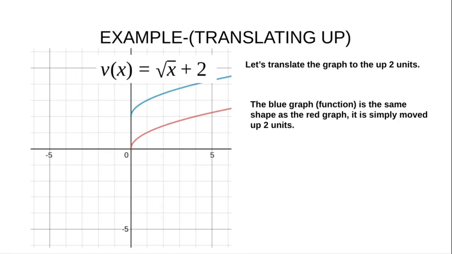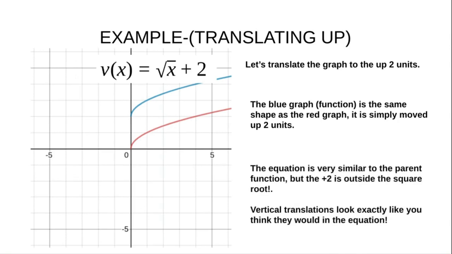And because I was translating vertically, I don't switch things to the opposite. I make them look exactly the way they're supposed to look. So the equation is very similar to the parent function, but the plus 2 is outside of the square root, and vertical translations look exactly like you think they would in the equation. Because you're moving up, you're adding to the number.